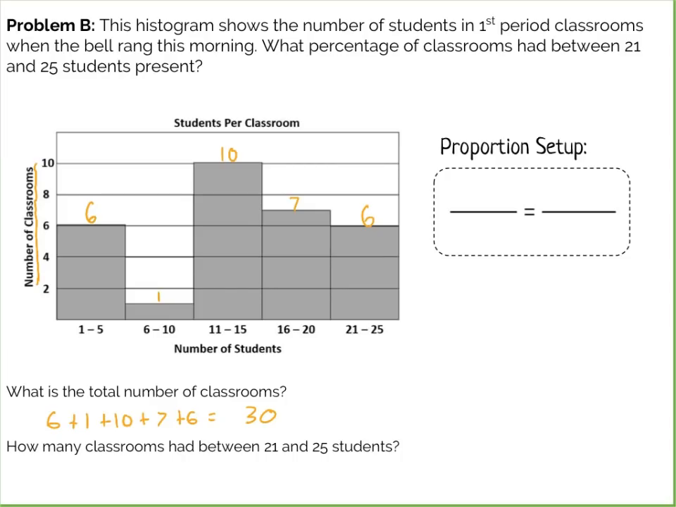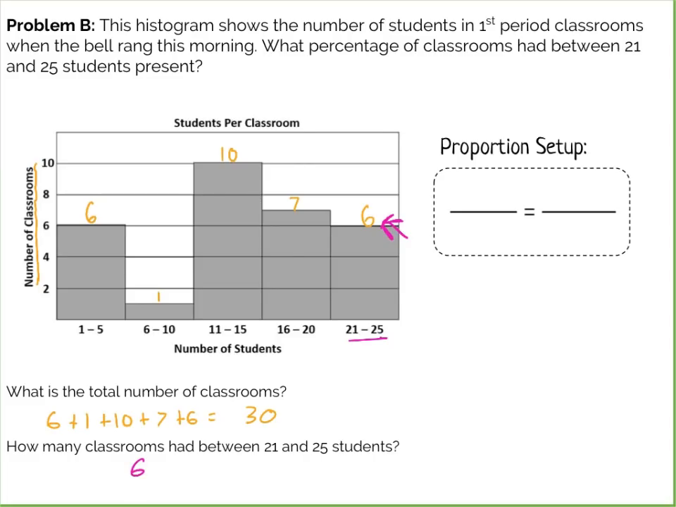So that's going to come in handy when we go ahead and put together our percentage, or put together our proportion. And how many classrooms have between 21 and 25 students? No worries, we just did that. This column is the only one with 21 to 25 students in it, and in that column there are 6. So we know that that answer is going to be 6 classrooms.